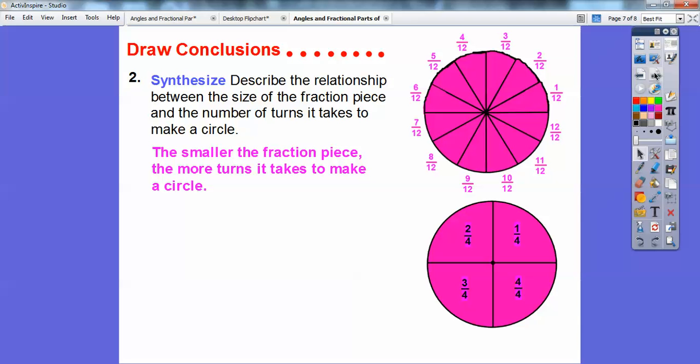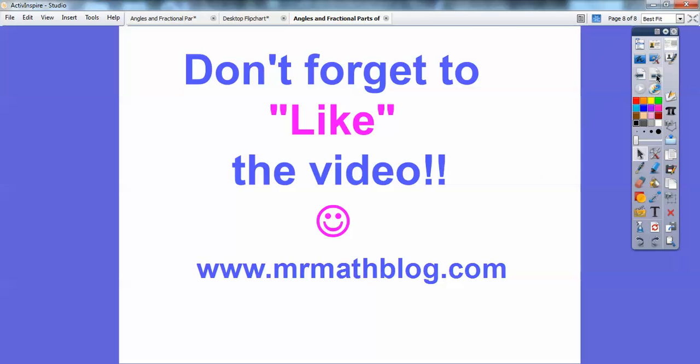So the smaller the fraction piece, the more turns it will take to make the whole circle. So here it took 12 turns to make the whole circle, and the bigger the fraction piece, the fewer turns it takes. This only took 4 turns of the circle. Okay? All right, you guys, I hope that video helped, and take care.